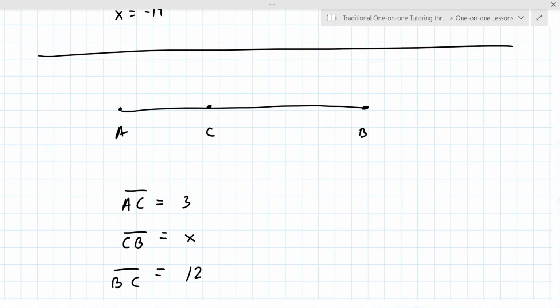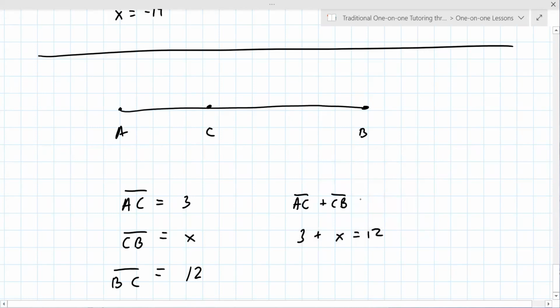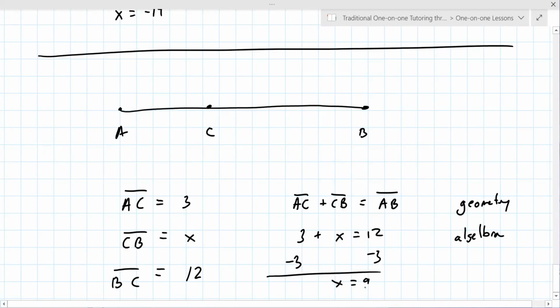Okay, so CB is going to be 9. It is. Now here's how you found that, and this is important. You wrote 3 plus X equals 12. But the reason you did that, and this is the geometry part: AC plus CB equals AB. This is the geometry part. This is the algebra part. And then you subtracted 3 from both sides and you got X equals 9.